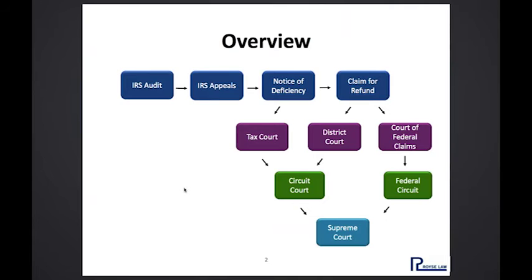Now, with the notice of deficiency route, if the taxpayer gets that notice of deficiency, they have 90 days to petition tax court. So those are the 3 venues to appeal the IRS determination. Now, appeals from the tax court and the U.S. District Court would go to the appropriate circuit court, and appeals from the Court of Federal Claims go to the Federal Circuit. And then from the circuit courts, the taxpayer's appeal would go to the United States Supreme Court.